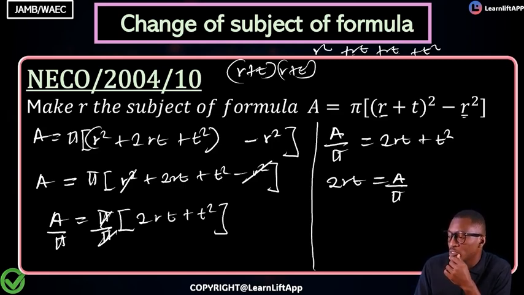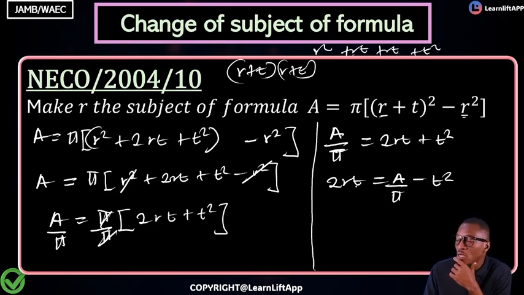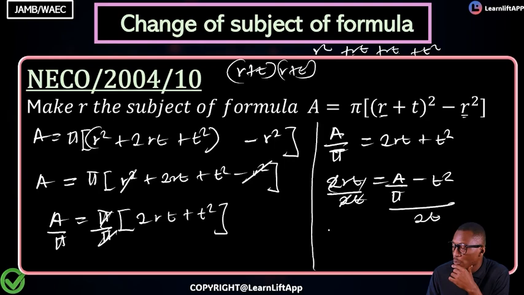That means we are moving this, so that's minus t squared. So we also divide here by 2t. We divide everything here by 2t. So the 2 cancels, and t cancels t. So r is going to give us A all over pi minus t squared, everything all over 2t.